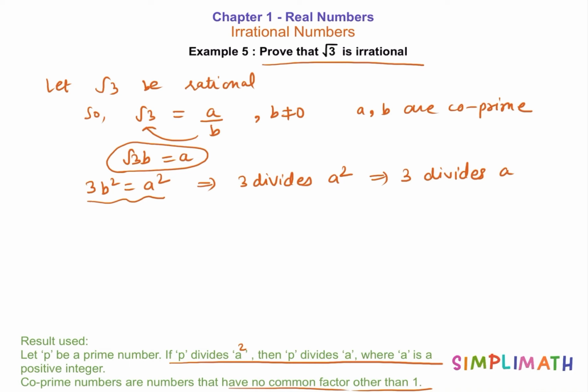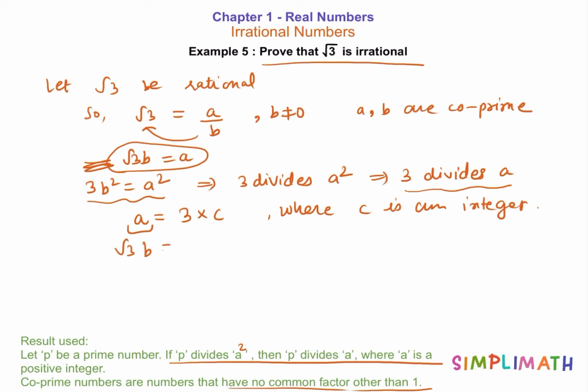Okay, all right. Now 3 divides a, so we can write a as 3 into c, where c is an integer. From here, a equals root 3 b. If we put this value over here, root 3 b equals 3c, and if we square it, squaring this equation, what do we get? We get 3b square equals 9c square. And if we simplify, what do we get? We get b square equals 3c square.